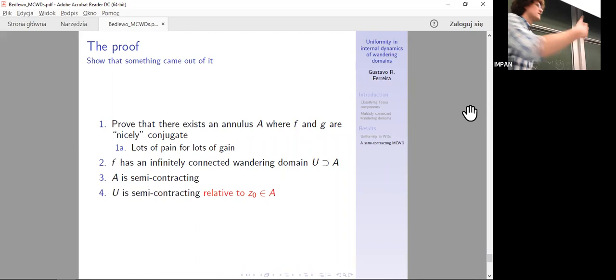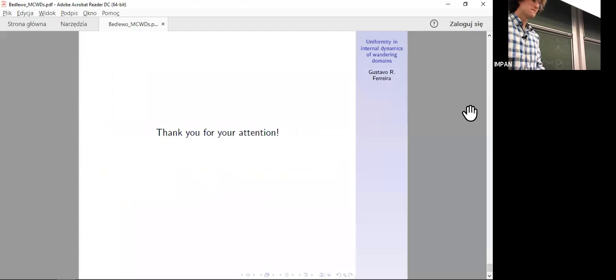And more importantly, our function f is semi-contracting inside this annulus A, right? So this annulus A is going to play the role of the open set V in our previous theorem. And so we can apply the theorem that we saw before to say that this whole new wandering domain U is semi-contracting relative to any point that we choose inside the blue annulus, right? So we used a new theorem about how having a nice little open set of points that behave nicely means that your whole domain actually has to behave nicely, and used that to construct a new wandering domain where things are nice, basically. And that's all I wanted to say. Thank you for your attention.